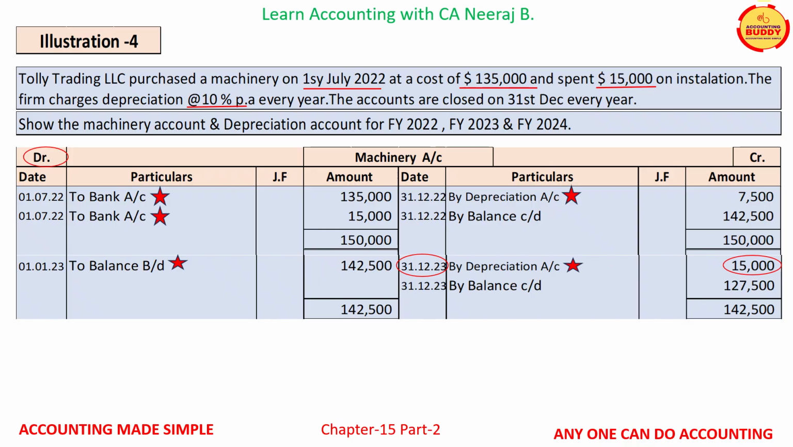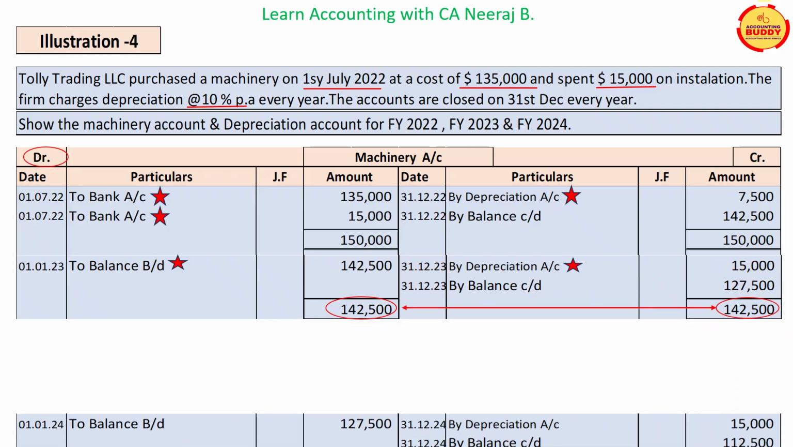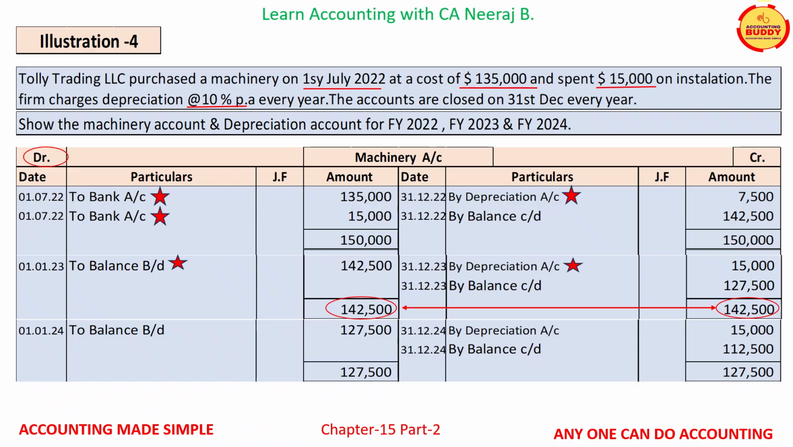From the left hand debit side total of $142,500, when the transactions of $15,000 on the right hand credit side is deducted, a closing balance in the machinery account amounting to $127,500 is left as on 31st December 2023 and is shown on the right hand credit side of the machinery account by writing the words by balance carried down. The machinery account as on 31st December 2023 is said to be balanced. Now the machinery account for the financial year 2024 is displayed on your screens.